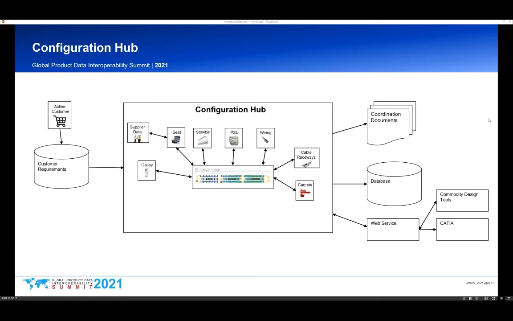Letting our configuration hub create our coordination documents has created a kind of subtle difference in the way that we consider our data. Without the configuration hub, the coordination document was the authority for certain information. The galley goes here because the galley coordination document says that it goes right here. With the configuration hub, though, the data in the hub is the authority, and the coordination document is just a view of that data.